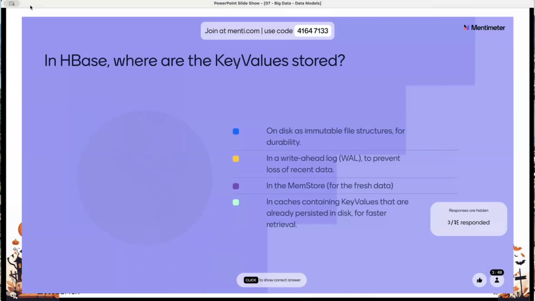So my first question of the series to you is, you remember the key values in HBase, where are they stored? On disk as immutable file structures for durability, or in a write-ahead log to prevent loss of recent data, or in the mem store for the fresh data, or in caches containing key values that are already persisted on disk, but you have a copy in the cache for faster retrieval. Multiple answers possible, of course, multiple correct answers possible.